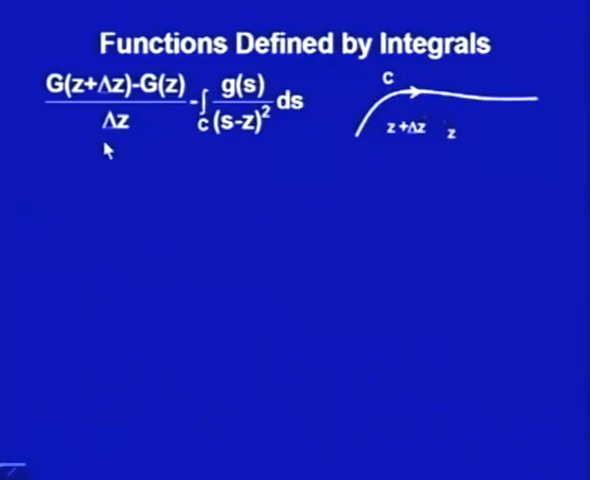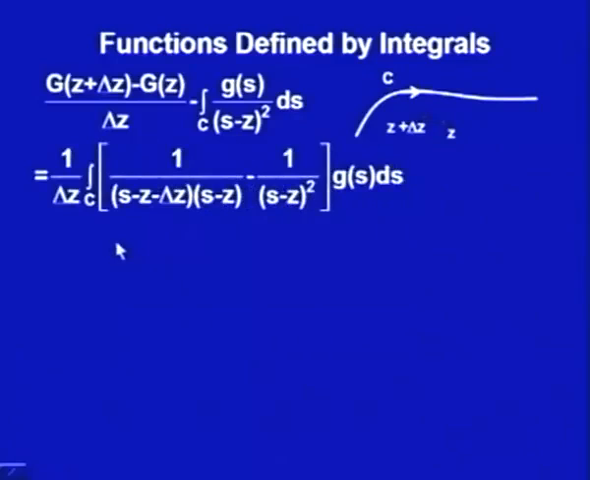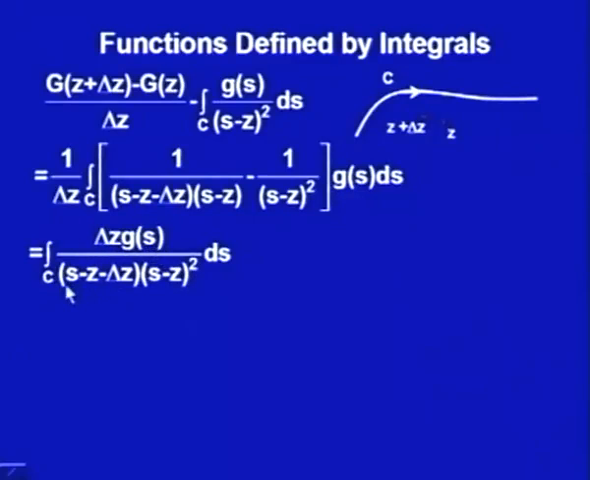This one we had found out was also the integral along the path C of G(s) upon (s minus z minus delta z) into (s minus z). So, now if I write it out, I would get 1 upon delta z times the path integral along the path of 1 upon (s minus z minus delta z)(s minus z) minus 1 upon (s minus z) whole square, G(s) ds. Again simplify it, what would we get? We would get delta z ds upon (s minus z minus delta z)(s minus z) square ds.